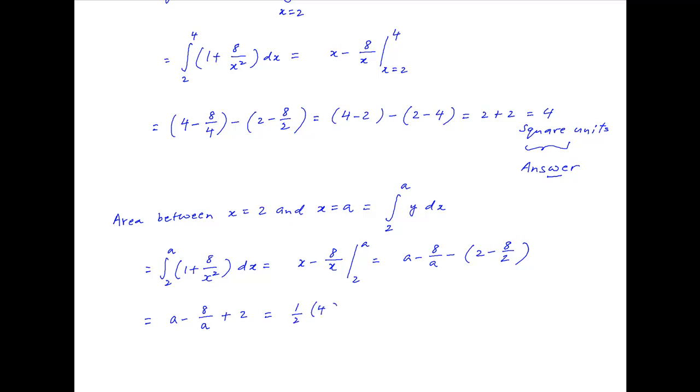Now this area is given to be half of the area between x is equal to 2 and x is equal to 4. In other words, a minus 8 upon a plus 2 is equal to half of 4, which is equal to 2. Or a minus 8 upon a is equal to 0, which implies that a square is equal to 8, or a is equal to 2 root 2. This is the required answer.